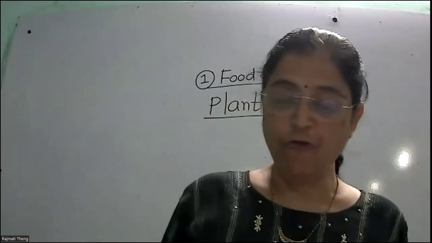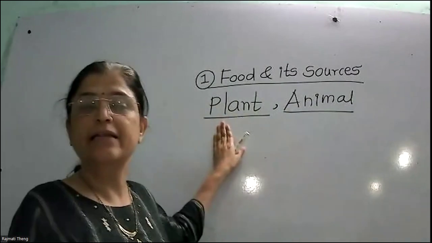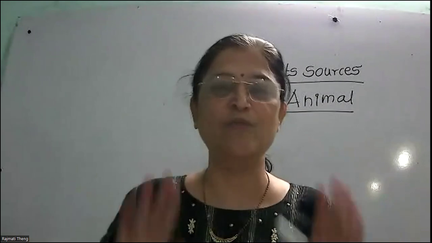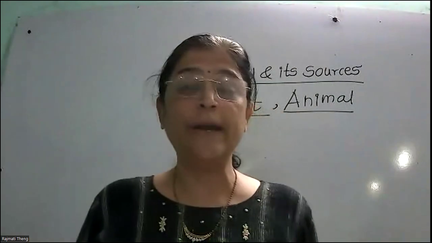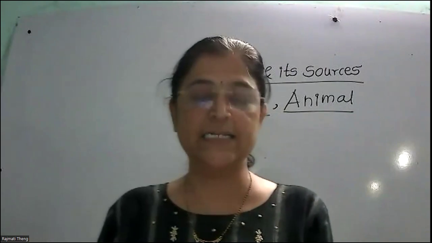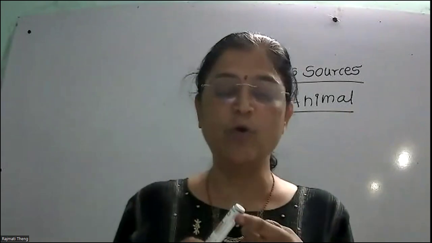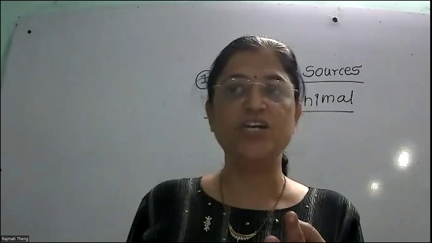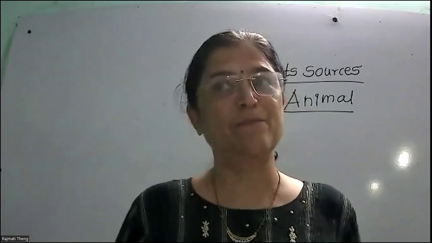Now, food habits of animals. Plants make their own food, but animals do not make their own food, they depend on others. So depending on their food habits, animals are classified as herbivores, carnivores, omnivores, scavengers, hosts and parasites, and decomposers.